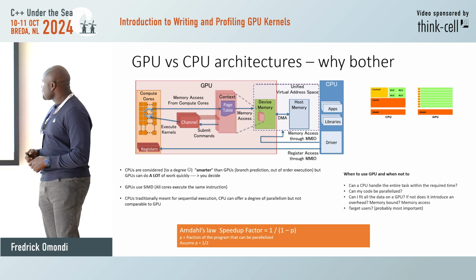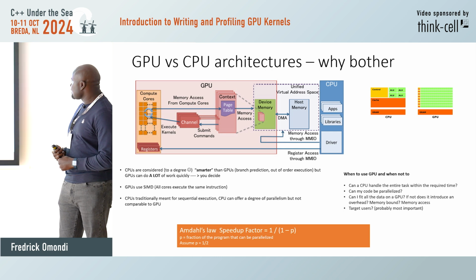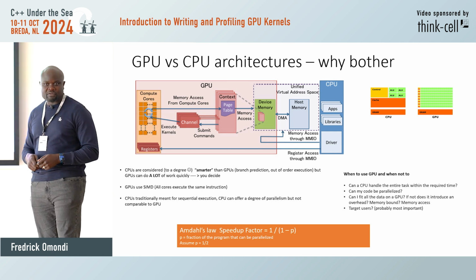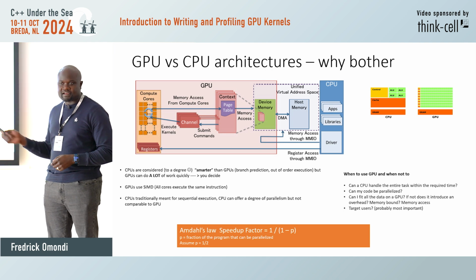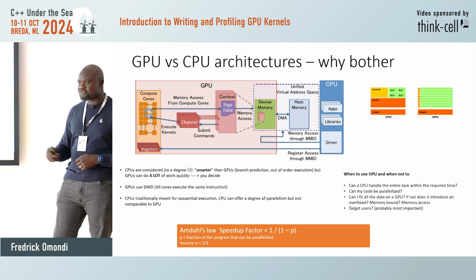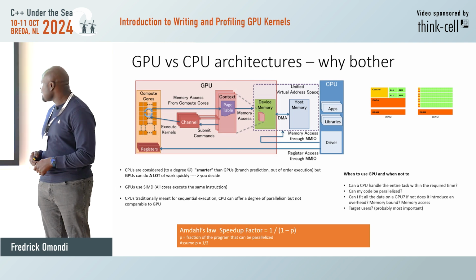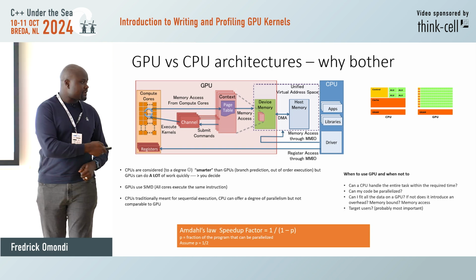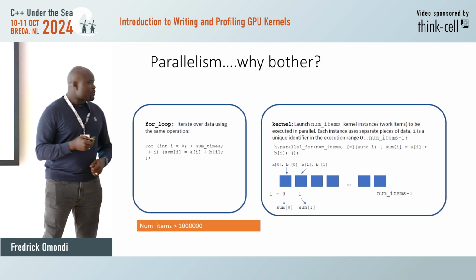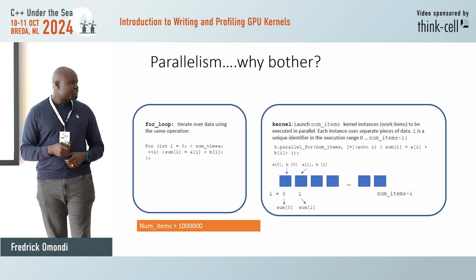So GPUs are special in the sense that they use direct memory access, so they can directly communicate to the memory without the CPU. And later on in the slides, we'll be seeing how this is used to transfer data from the host to the device. And yeah, so that's it. So why is this important and why should you bother?